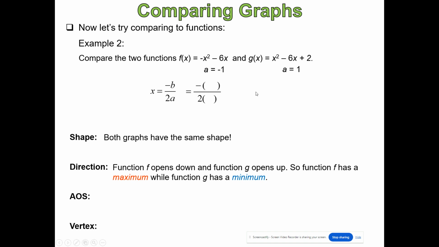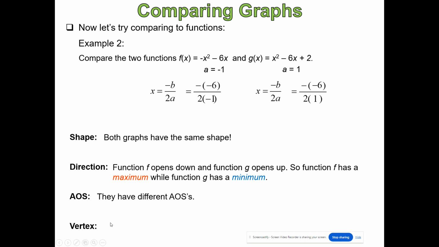So we still have the same b values of -6, but this a value is -1. Which is going to give me +6 over -2. And this one is going to give me +6 over positive 2. So they will be different.